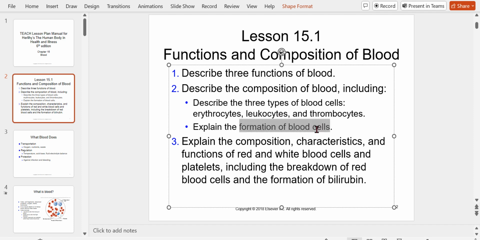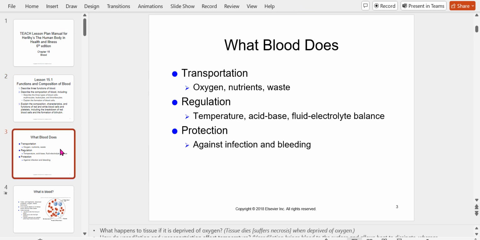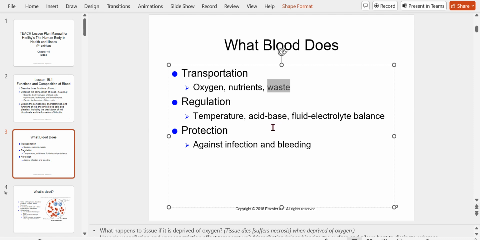We're also going to talk about where blood cells are made, explain the composition, characteristics, and function of RBCs and WBCs, as well as platelets, including the breakdown of RBCs and the formation of bilirubin. What blood does: blood transports, in conjunction with the cardiovascular system. It carries the oxygen, it carries nutrients to the cells, and carries waste away from the cells, carbon dioxide, all these kinds of things for excretion.